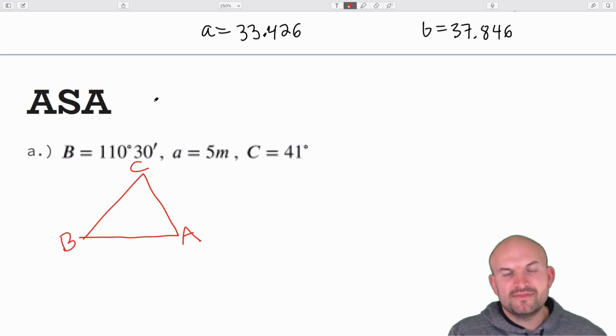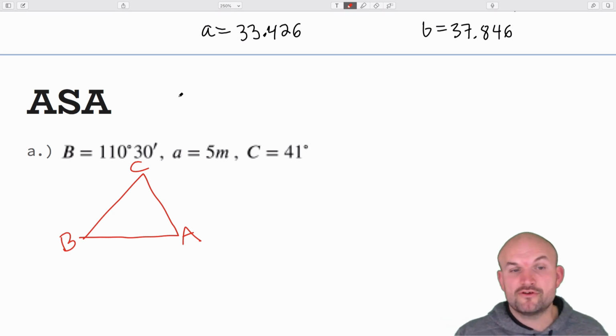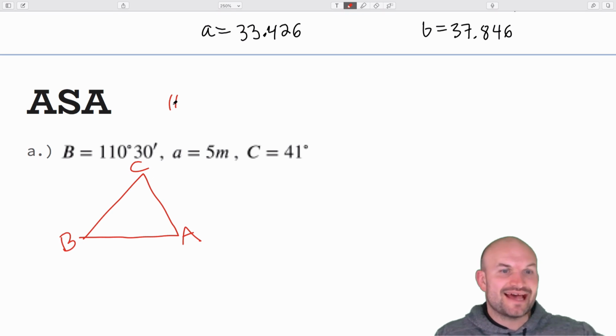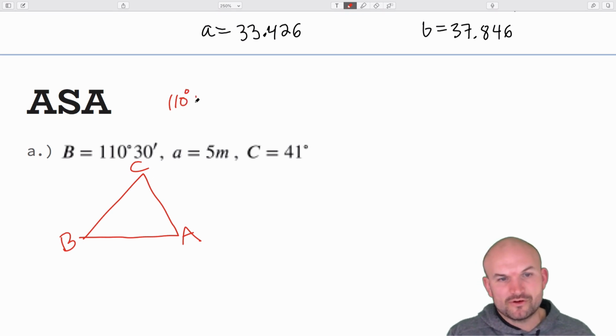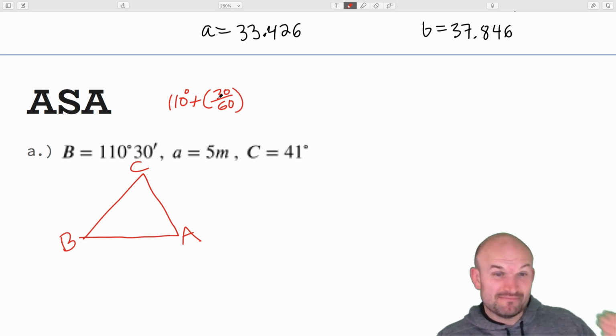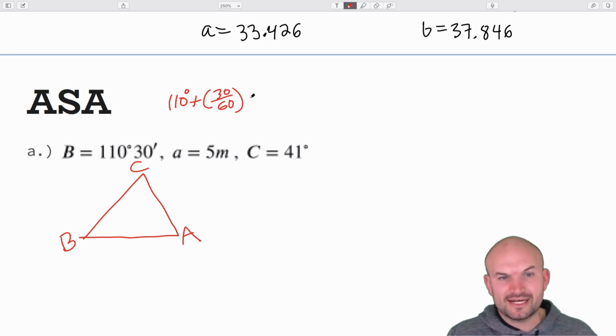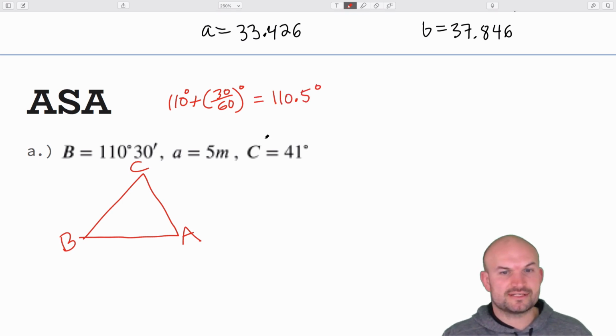Now, I recognize that here I have 110 degrees and 30 minutes. Just remember, 30 minutes is like half a degree, just like 30 minutes is half of an hour. To figure out the decimal version, I have 30 minutes out of 60, because 60 minutes would give you 1 degree, just like 60 minutes gives you an hour. But you don't have 60, you have 30 of them. So 30 divided by 60 is going to be 110.5 degrees. I'm just going to use the decimal version here, so 110.5 degrees, and then C is going to be 41.